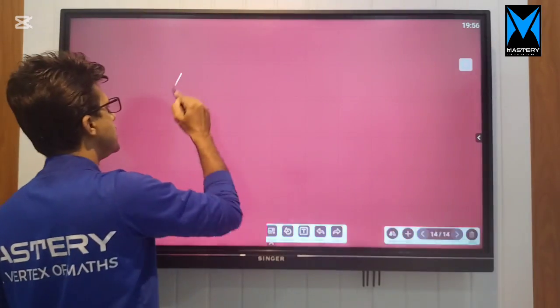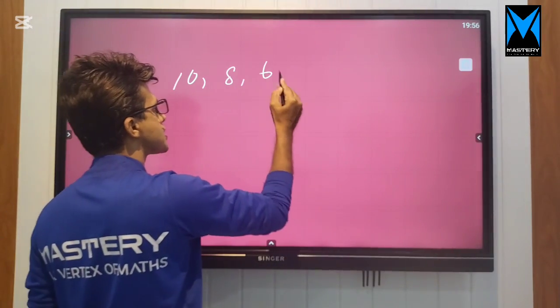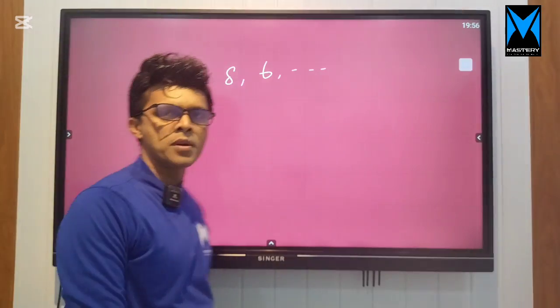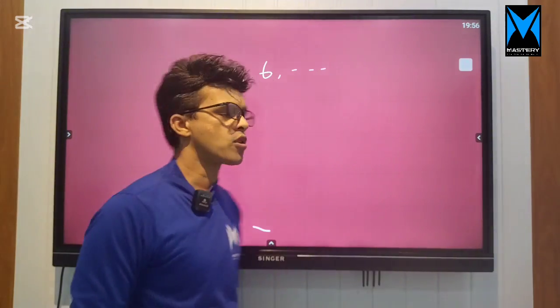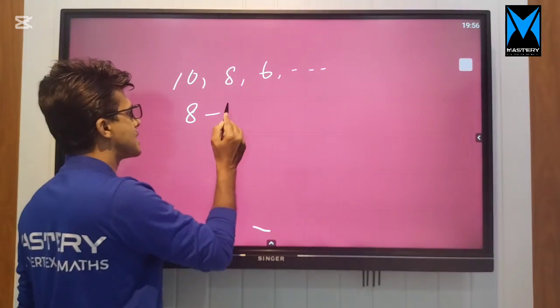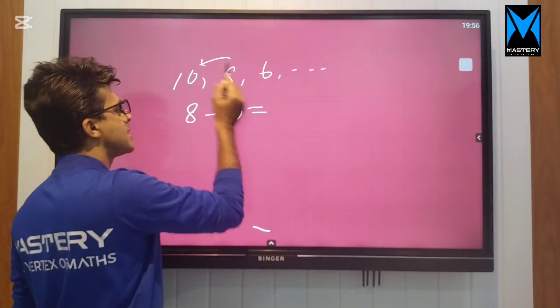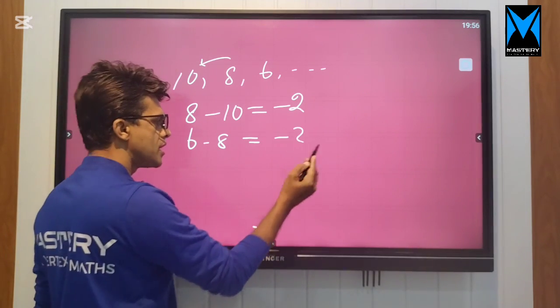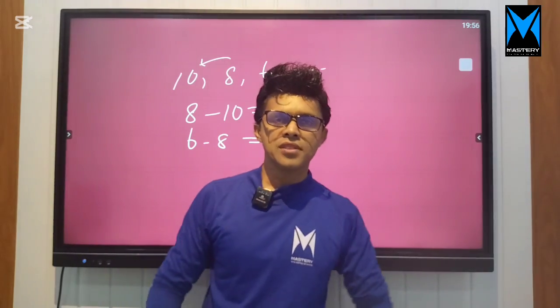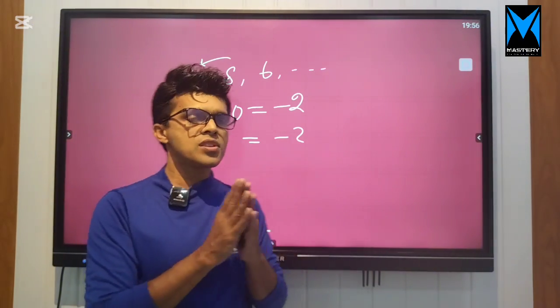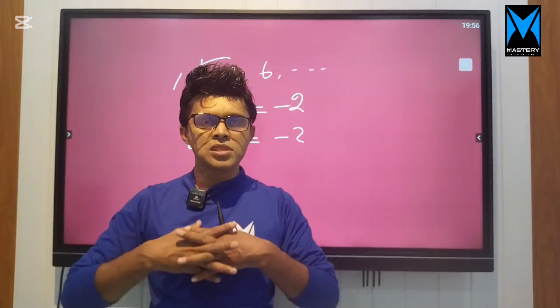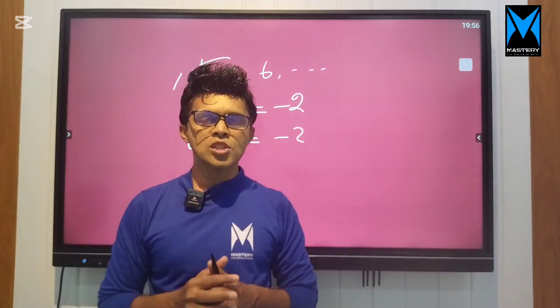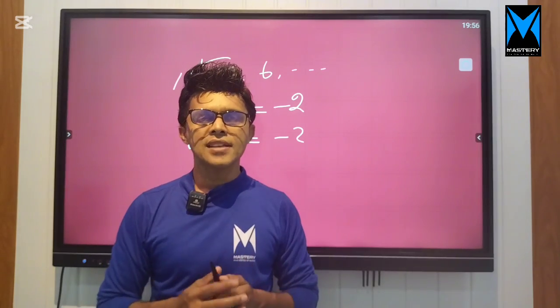Then how about this one? 10, 8, 6 and so on. Can we get the common difference here? Is this an arithmetic progression? Let's see. 8 minus 10 is minus 2. 6 minus 8 is also minus 2. Here also the common difference is equal. Therefore this one can also be identified as an arithmetic progression.